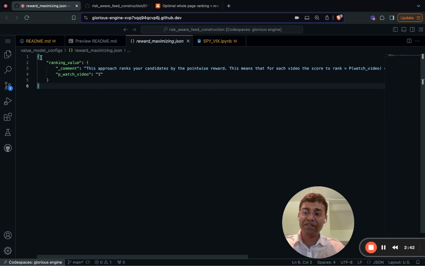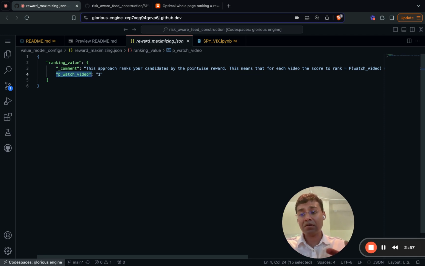So this is just a JSON config describing how to maximize my reward. This just says that, in this case, the ranking value is nothing but the probability of watching the video as emitted by your MTML system multiplied by 1. So it's purely saying, let's assume that the baseline here ranks your candidate videos by the probability that the user will watch them. So the baseline here is ranking your candidates by an expectation of reward. Reward in this case is the probability of watching the video. So we are ranking candidates by an expectation of reward.